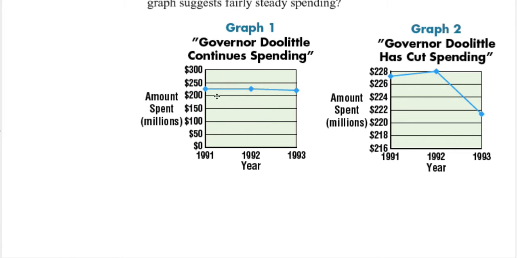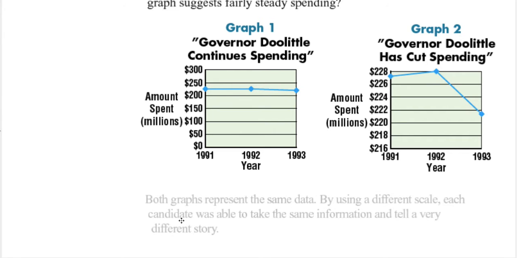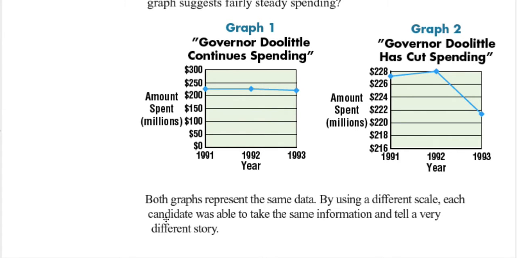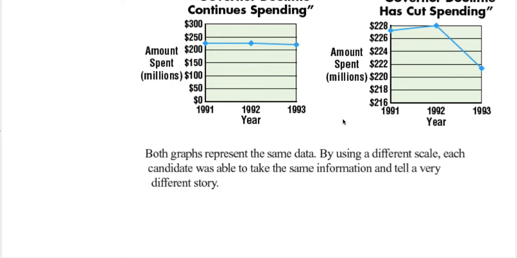If you notice, even though they look different, both graphs represent the same data. They were graphed using the same data, but by using a different scale, each candidate was able to take the same information and tell a very different story. In graph 1, the scale was 0 to 300. Look at graph 2. It's 216 to 228. So, what does that mean?